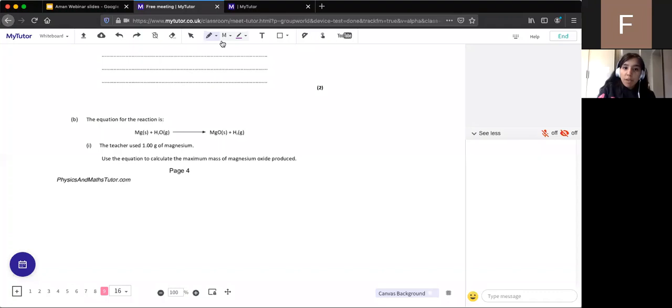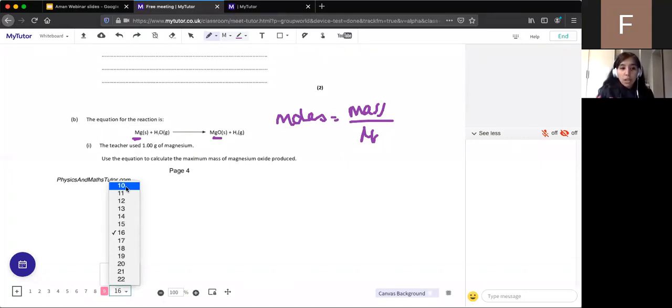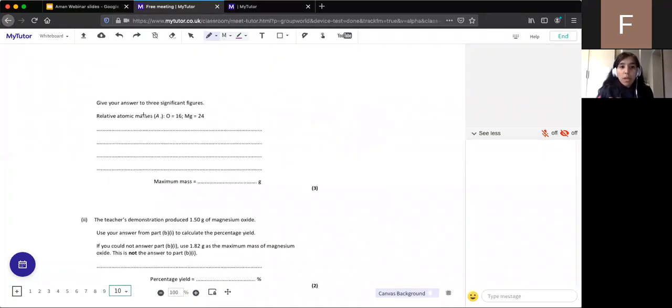Yeah, mass over AR. So remember that is our main equation. Moles equals the mass over the AR or MR. So here we've got 1 gram of magnesium and we want to know how much magnesium oxide is formed. So again, we look at how many moles of magnesium there are. If I go on to the next page, someone always asks me, it says it here what the AR is. They will give you the AR.